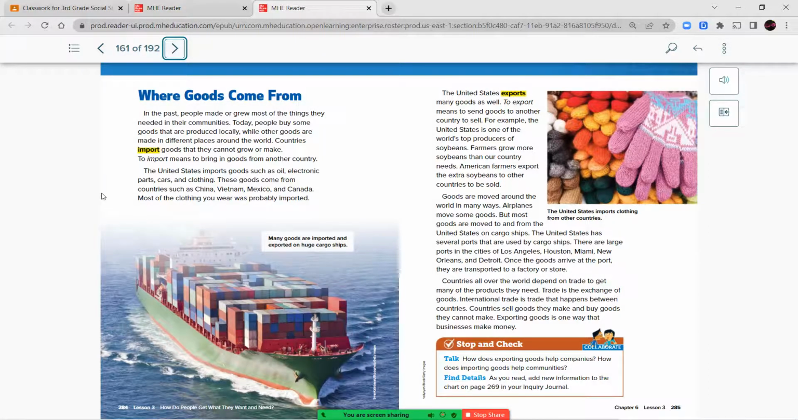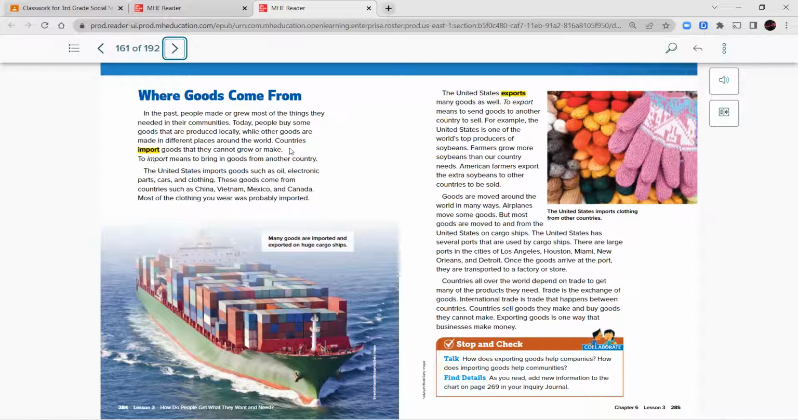Where goods come from. In the past, people made or grew most of the things they needed in their communities. Today, people buy some goods that are produced locally, while other goods are made in different places around the world. Countries import goods that they cannot grow or make. To import means to bring in goods from another country. The United States imports goods such as oil, electronic parts, cars, and clothing. These goods come from countries such as China, Vietnam, Mexico, and Canada.